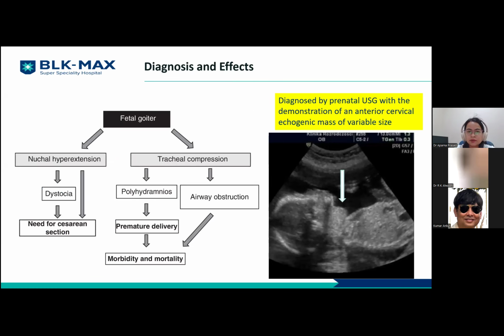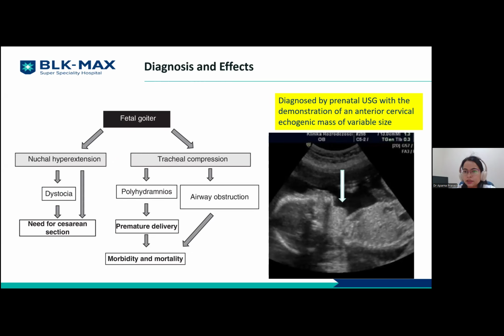So what are the effects on the fetus? As we can see in this flowchart, this is a prenatal ultrasound image showing an anterior cervical echogenic mass of variable size. From this, we can say it can be hyper or hypothyroidism. We can distinguish by using Doppler. If the vascularity is increased and there is increased bone age, it is a hyperthyroid goiter.